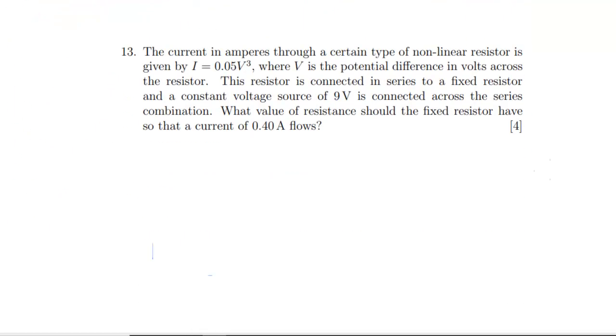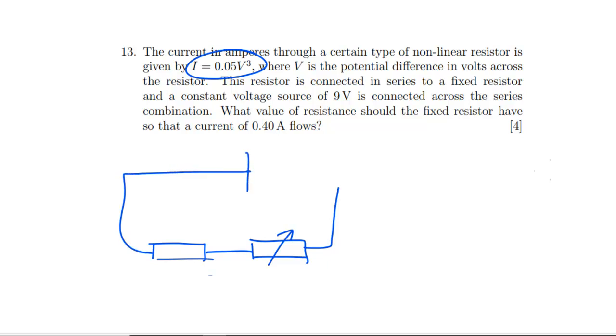All right, question 13. The current in amperes through a certain type of non-linear resistor is given by this relationship, where V is the potential difference in volts across the resistor. This resistor is connected in series to a fixed resistor. So we've got a resistor, I don't know what the symbol is for a non-linear one. I'm just going to put variable because I don't know what else to call it. So they're in series, and a constant voltage source of 9 volts is connected across the series. Okay, so we've got 9 volts going on there.